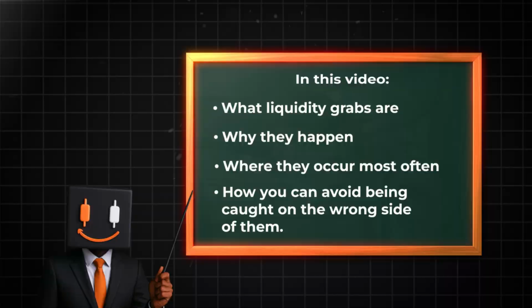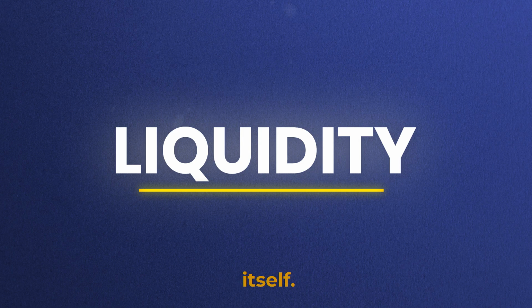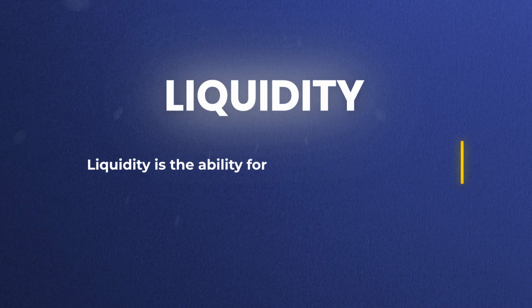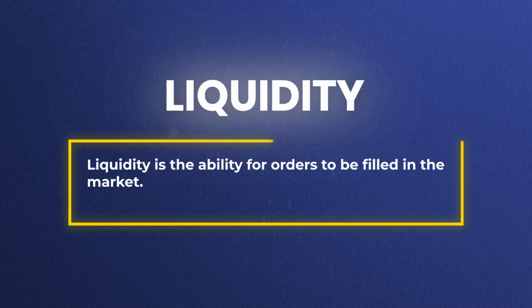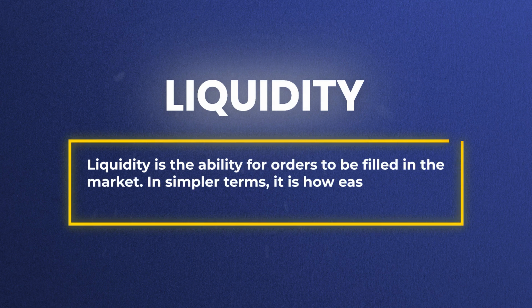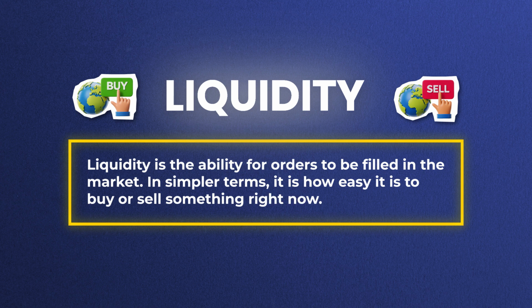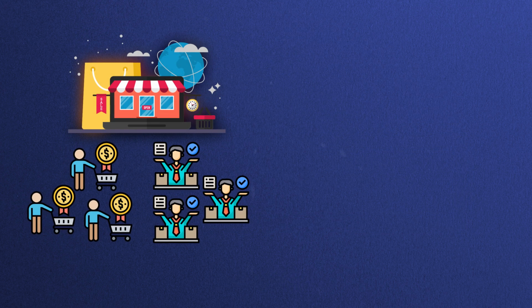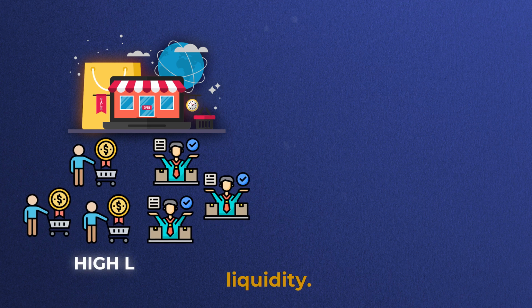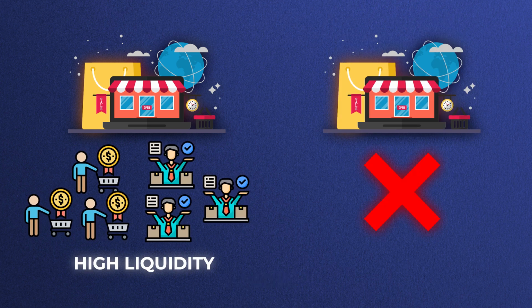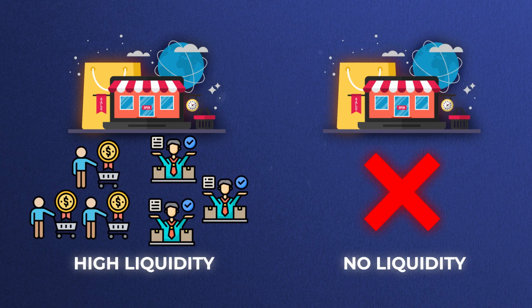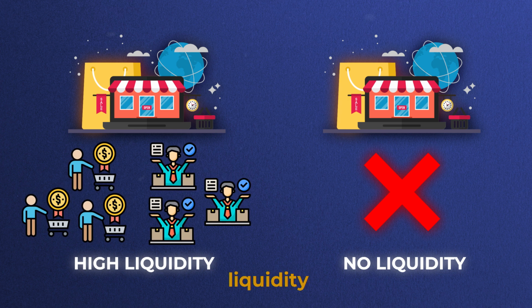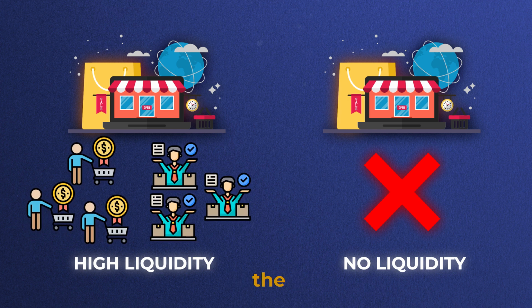Let's begin. Before we talk about liquidity grabs, you need to understand liquidity itself. Liquidity is the ability for orders to be filled in the market. In simpler terms, it is how easy it is to buy or sell something right now. Imagine a marketplace. If many people are buying and selling, you can buy or sell instantly. That's high liquidity. If nobody is there, you can't trade. That's no liquidity.